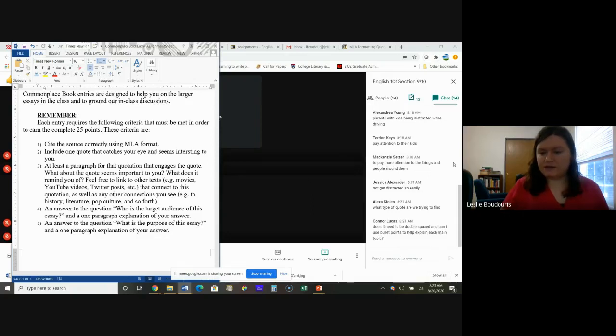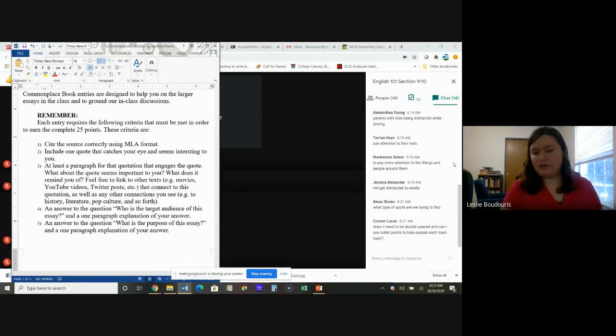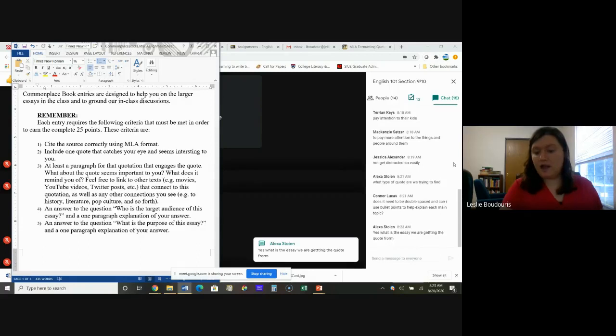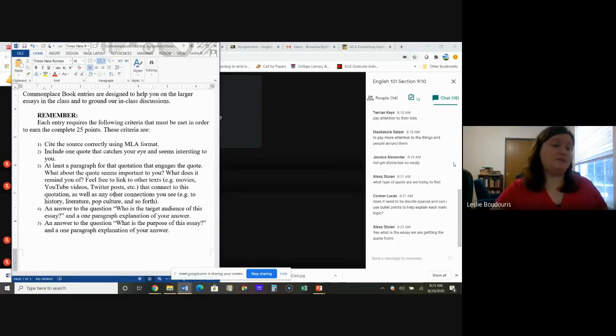And then contrast, does it need to be double spaced? And here we use bullet points to help explain each main topic. And so, yes, you don't have to double space it. You can. I don't necessarily care if it's single spaced or double spaced, as long as it's about a paragraph. Okay, just don't put like one sentence. That's not going to be enough. And each of these is worth 25 points.